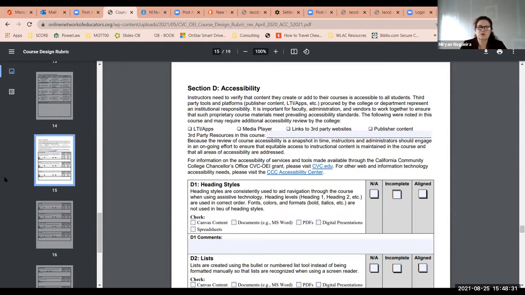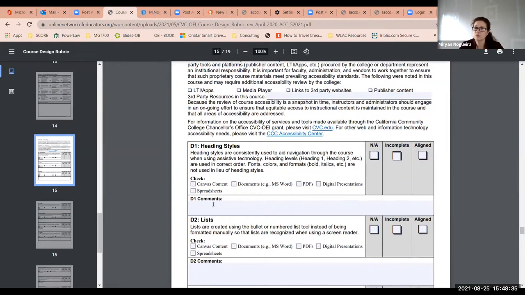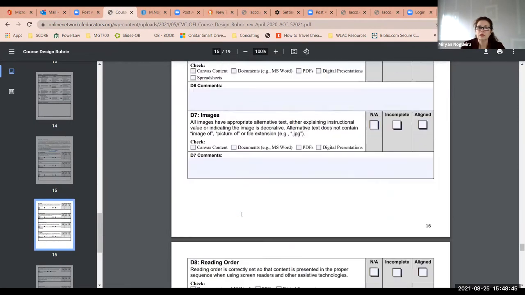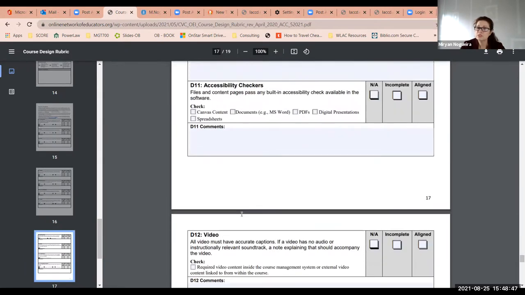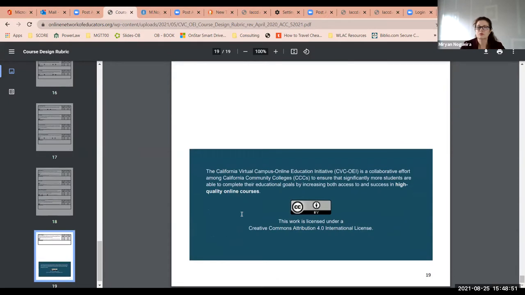But it's also good to know heading styles. Do they have headings? Why? Because headings are important for people with disabilities. Colors, if the colors are too faded, et cetera. Those are the things that are kind of the roadmap for you to create a Canvas course that is not just engaging, but is also accessible, right? Which is a very important thing for us in college education.